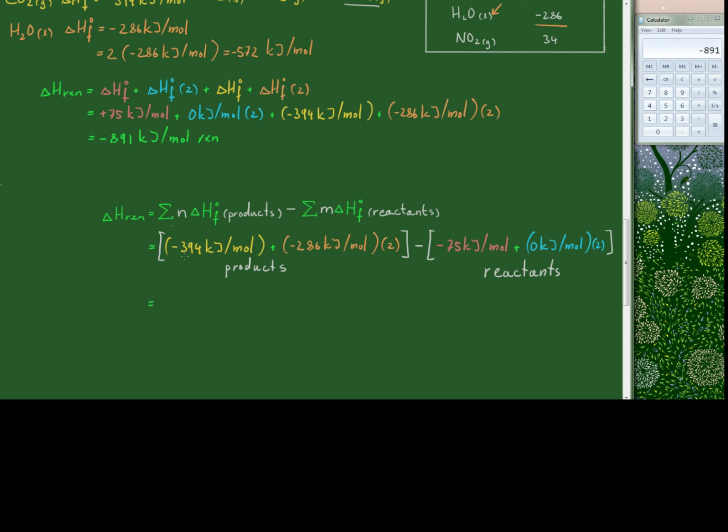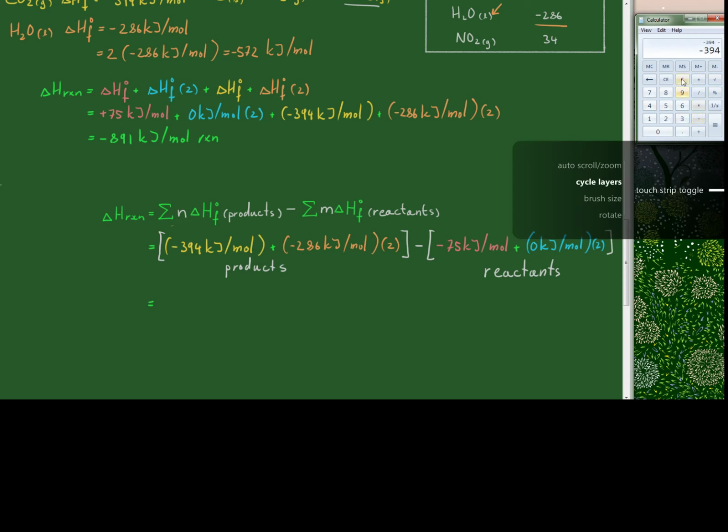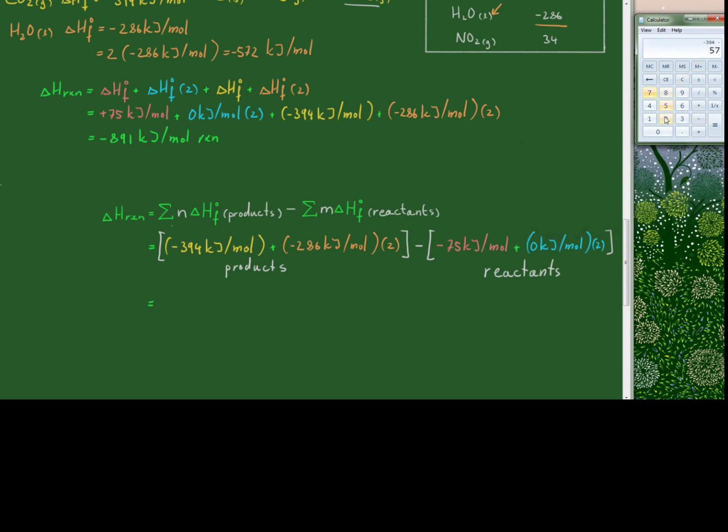So we'll have negative 394 minus 572, and that gives us negative 966 kilojoules per mole, minus the sum of all the reactants. Well, it's just minus 75 kilojoules, and a minus gives us a plus.